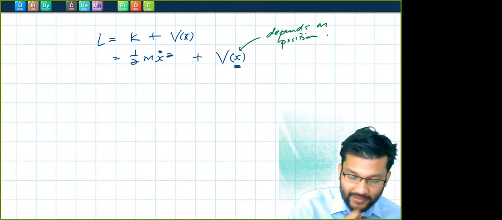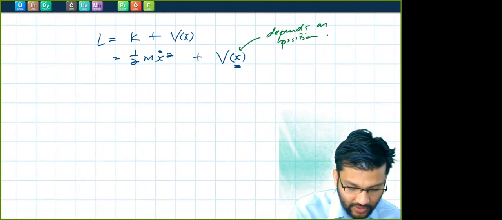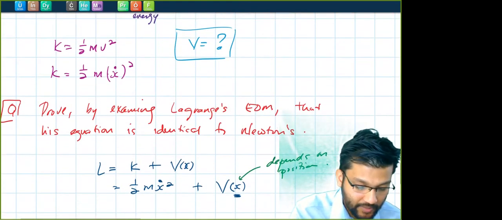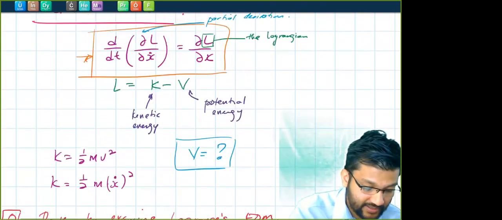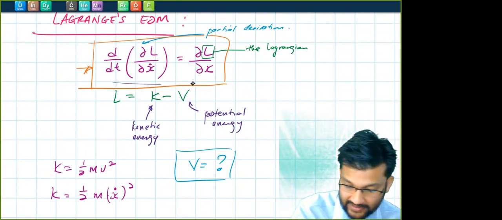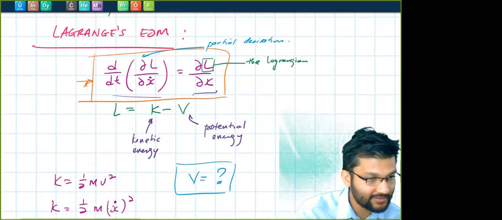All right. So we know the Lagrangian, and we wrote it out for some general potential. We don't know what the potential is, but our job is to prove that it's the same as Newton's equation. So let's try to solve this equation up here, and we'll do the left-hand side and the right-hand side separately, right? So let's do the right-hand side because it looks easier.